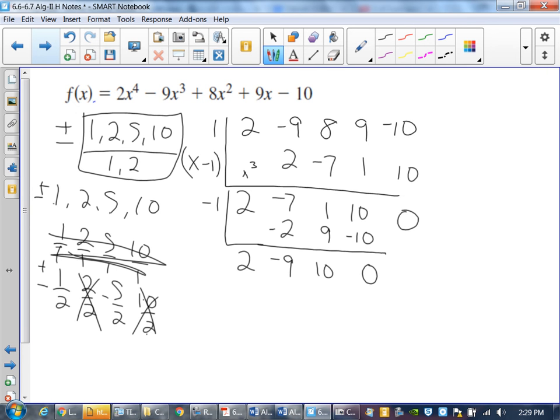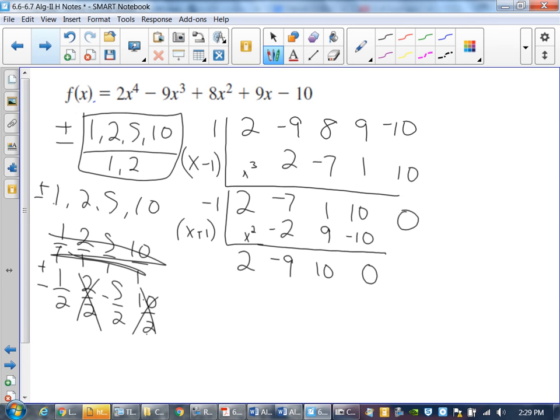And I know that negative 1 is also a 0. If negative 1 is a 0, what's its term? X plus 1, very good. So now I have terms at x minus 1, x plus 1, and now I'm at a squared term.